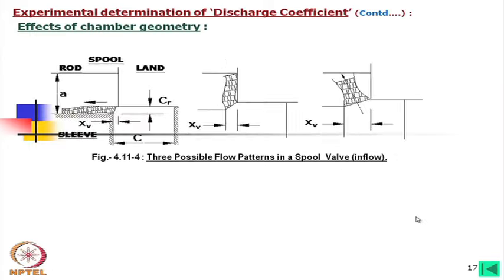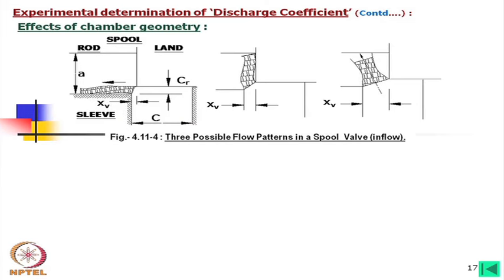Now, effects of chamber geometry. We are looking into a small portion of a spool. This is the spool rod or stem, this is the land portion, and this is what we would call the sleeve, or maybe the valve body itself. Usually this side will also have the same radial clearance, but here we are considering the one side orifice, and what may be the flow pattern there.